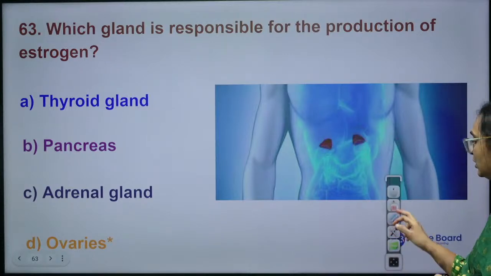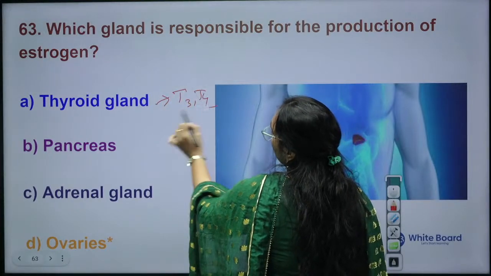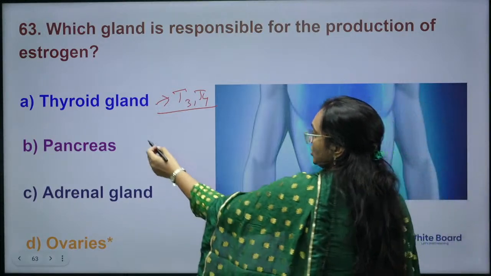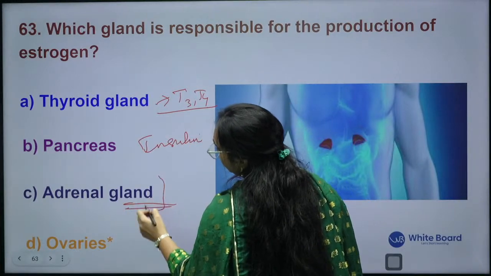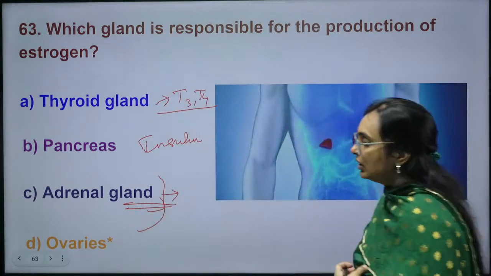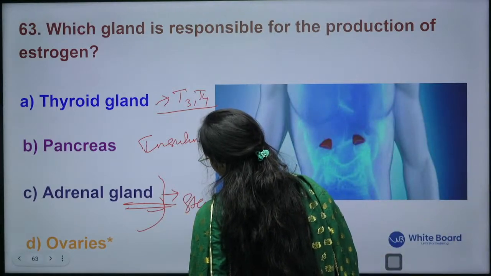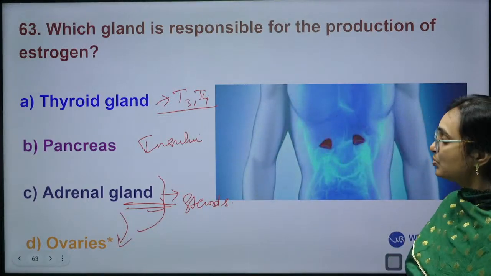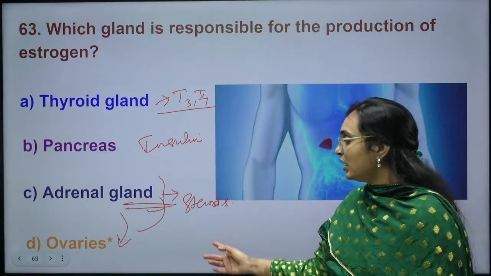Next one, which gland is responsible for the production of estrogen? If you see, thyroid gland, we all know the thyroid hormones T3, T4, and calcitonin come from the thyroid gland. Pancreas, insulin. And adrenal gland, it initiates and directs the development of some steroids for steroidal formations, but the production is done by the ovaries. So, ovaries are responsible for the production of estrogen. Answer is D.